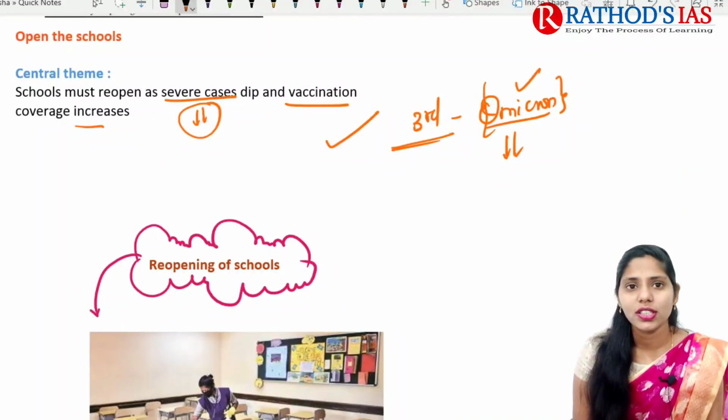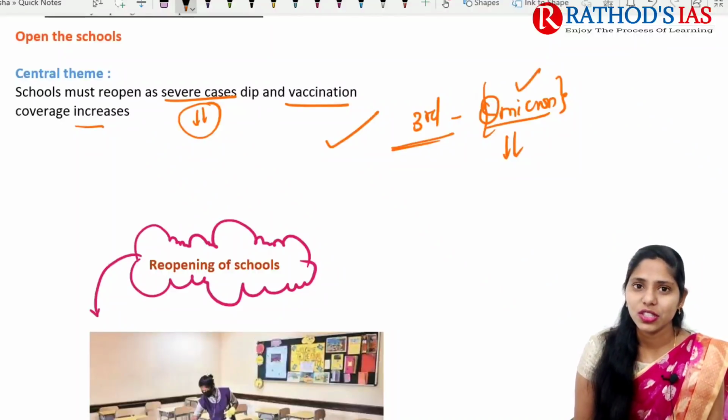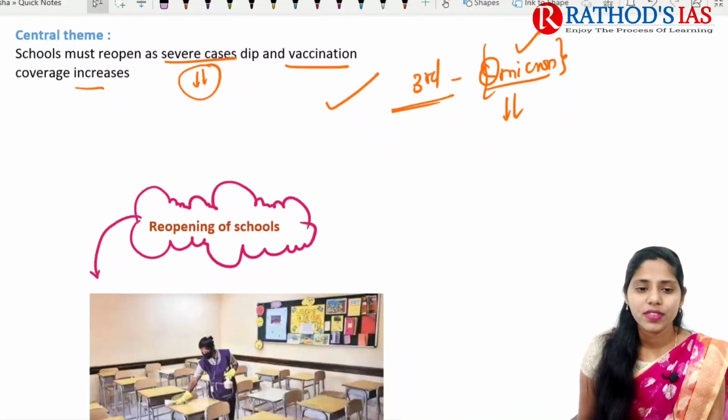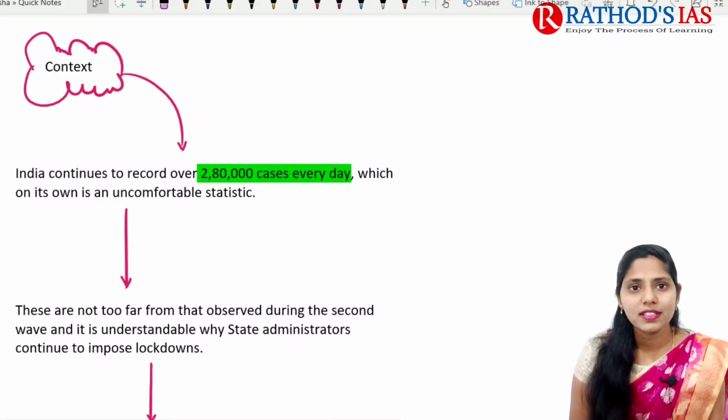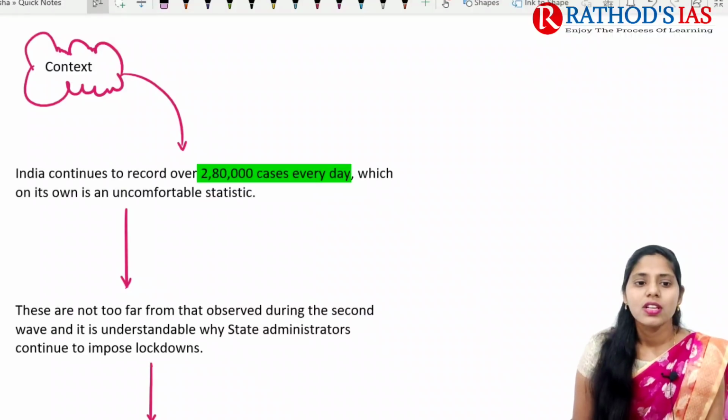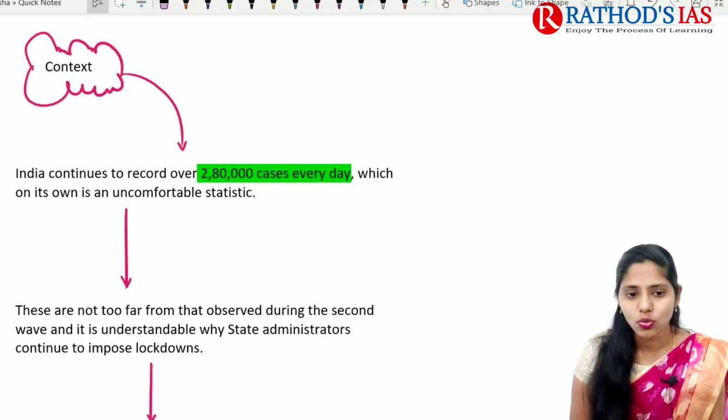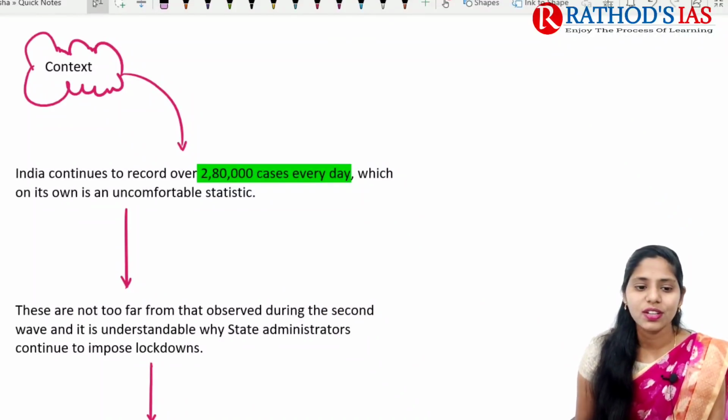So because of this, the author says that we need to go for reopening because we are also talking about vaccination of children more than 12 years, right? So if you're talking about the context, in India, 2,80,000 cases are being recorded daily. This number is very high. But if you compare with the second wave, we can see it is not too far from that observed during the second wave.